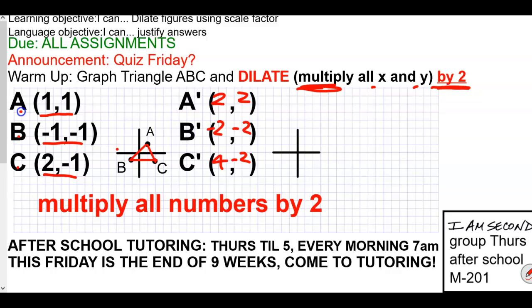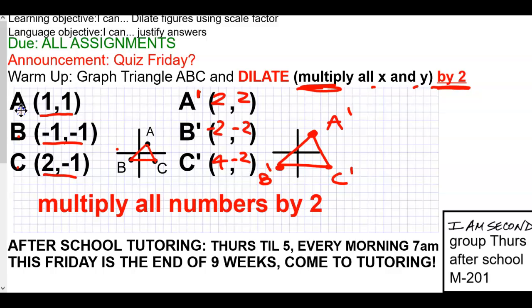So, 2, 2, one point. That's A prime. Okay, that's what this little thing means, prime. Negative 2, negative 2. That's going to be B prime. 4, negative 2. It's going to be C prime. Okay, it makes a triangle that's twice as big. Cool. So, everyone was able to draw the original and then graph the dilation. Twice as big. I multiplied all of my x's and y's by 2. So if I change that scale factor, you'll be able to multiply that and get that new shape, right?